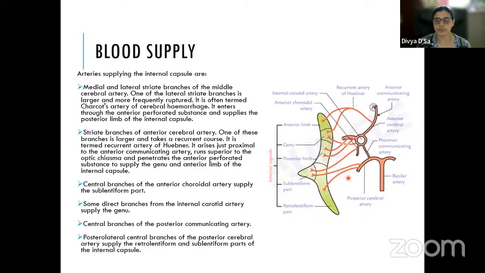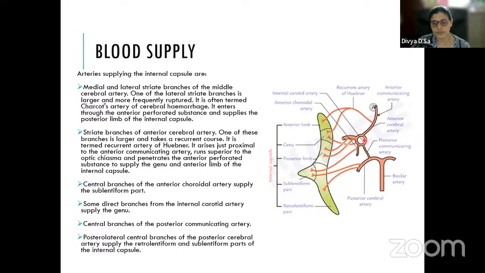Then there are striate branches of the anterior cerebral artery. One of the branches is large and takes a recurrent course. Recurrent means it goes backward like that and supplies the structure. This recurrent artery is known as Huebner's artery. It arises just proximal to the anterior communicating artery. Here it will arise. This is the recurrent artery of Huebner, and it supplies mainly the genu and the anterior limb of the internal capsule.